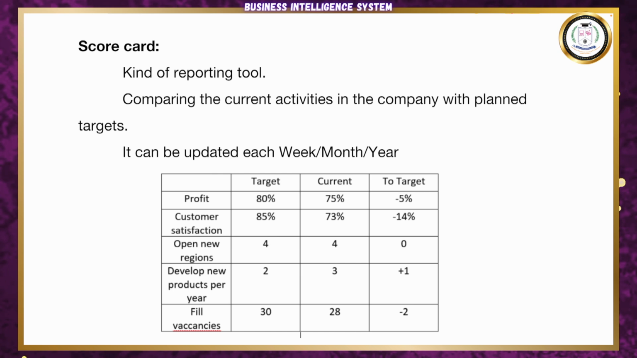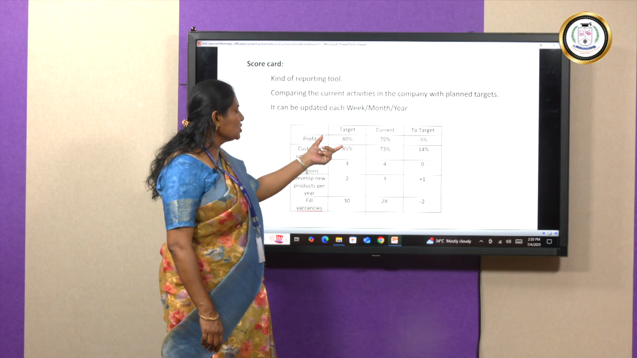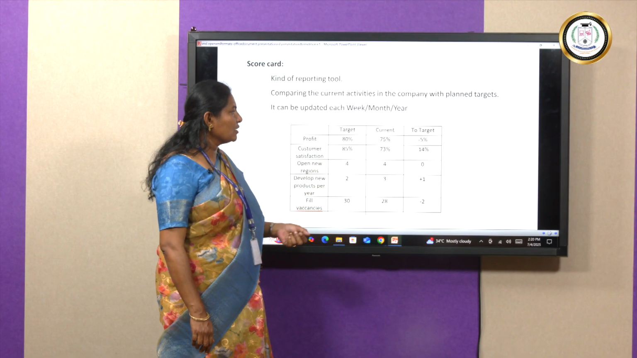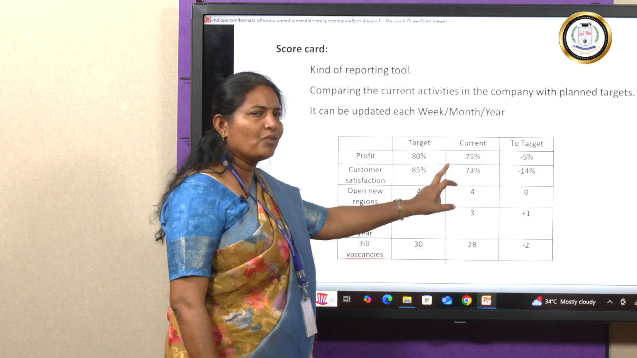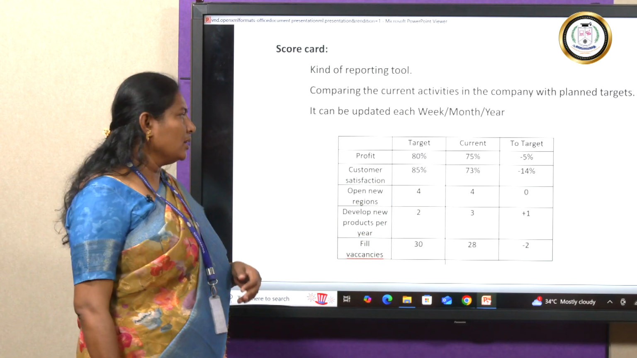Here this is the fixed target, this is the achieved target. The third column represents what to target next. Here the fixed profit is 80%, but the current profit we achieved is only 75%. So minus 5% is a loss. Then customer satisfaction of our business: the target is 85%, but we achieved only 73%. So minus 14%, we are lagging.